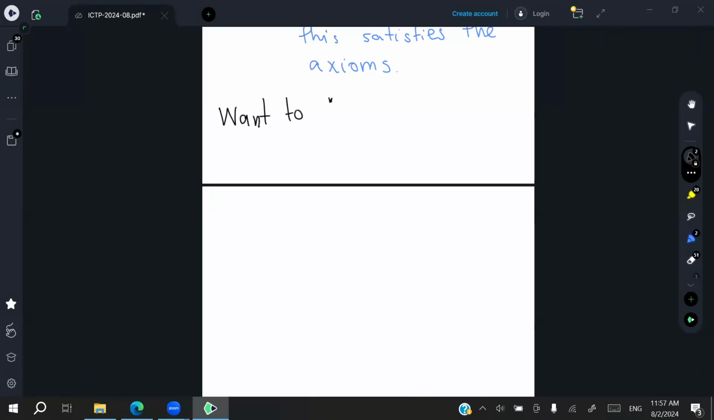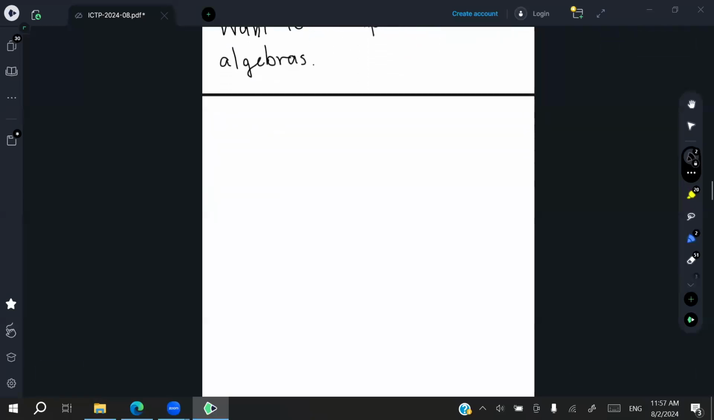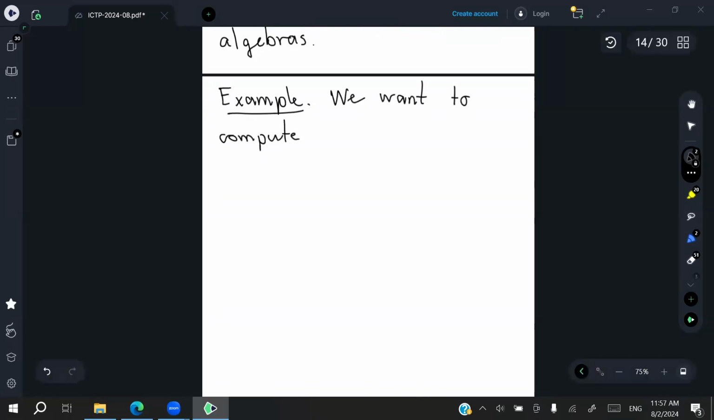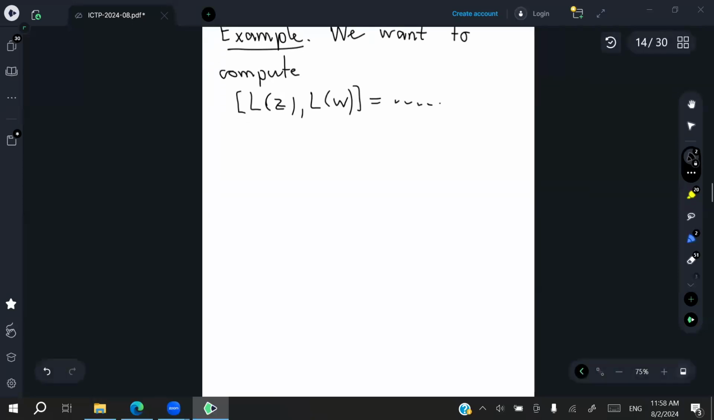So I said at the beginning that one of the points of vertex algebras is to be able to do computations like the one that resulted in the Virasoro relations for the coefficients Lm. So we've seen the definition of vertex algebras. We haven't seen yet how they help with this kind of computation. For example, I'd like to compute the commutator bracket of L(Z) with L(W), right?